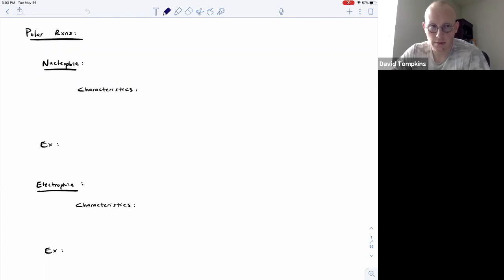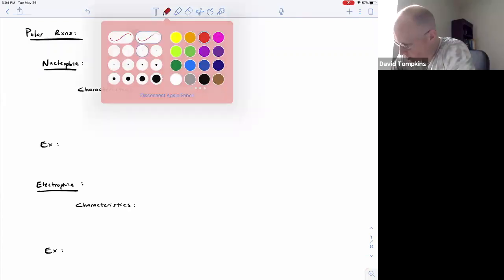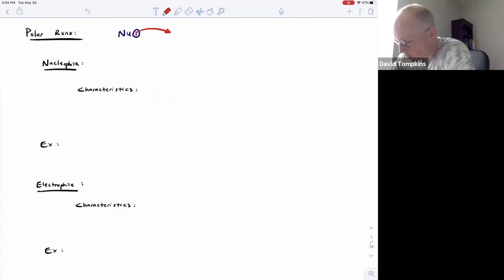And polar reactions are going to involve two different types of molecules or intermediates in each mechanistic step, where in a polar reaction, you will have some nucleophile, which I will abbreviate as Nu, which has an electron pair, and that nucleophile is going to donate electron density towards an empty orbital at an electrophilic atom. So if you can determine the identity of the nucleophile and the electrophile in each reaction step, then you know the directionality of the arrow.